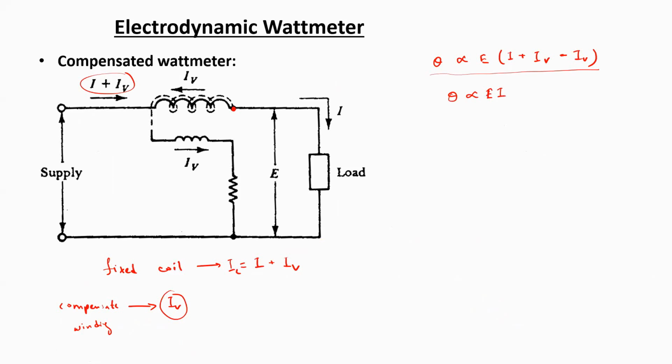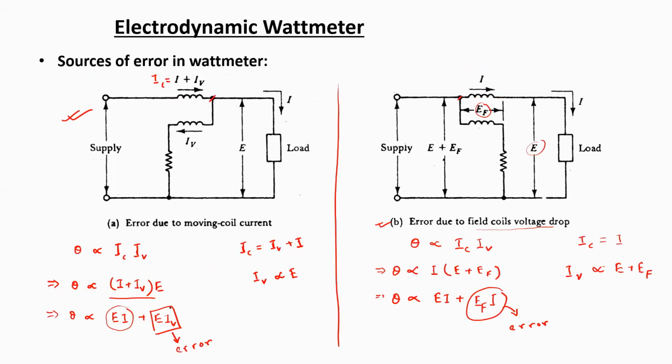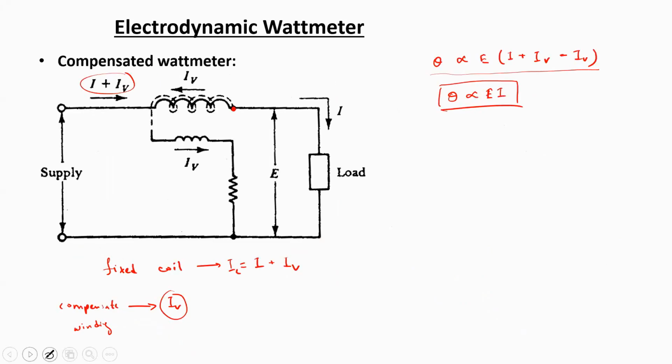So as the resultant flux is proportional to I, in this case the deflection is also proportional to I. So the additional source of error in case of this sort of connection, which was this one, is compensated by using the compensating winding, and using this sort of construction, better accuracy can be obtained in measuring the power using a wattmeter.